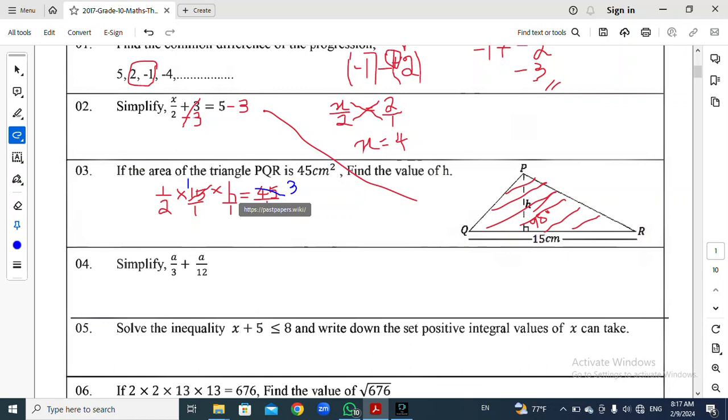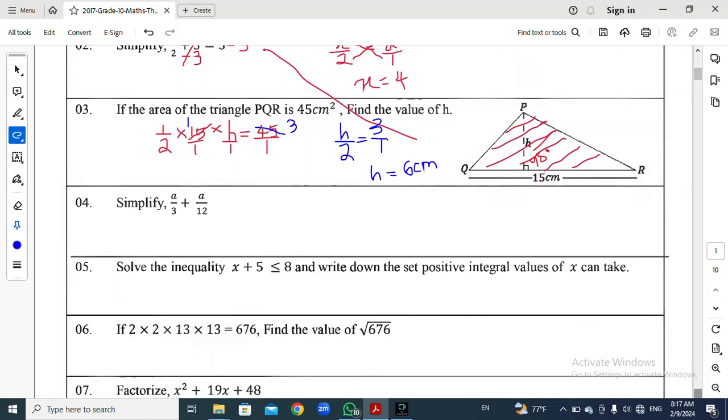Now 3h, but we can't say 3h here, that is an equation now. So on this side h by 2 is equal to 3 by 1. Now cross multiplication, so h into 1, so h is equal to 6. We have to mention the units, centimeters. Now it's also clear. Now let us move to the fourth question.